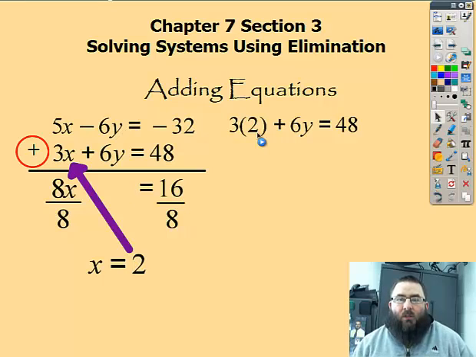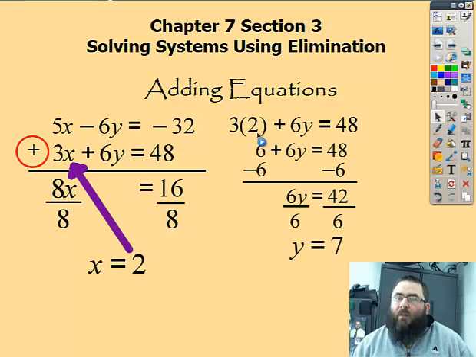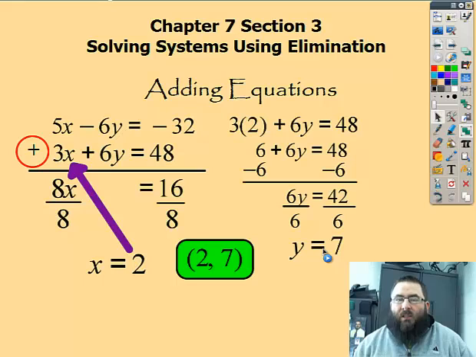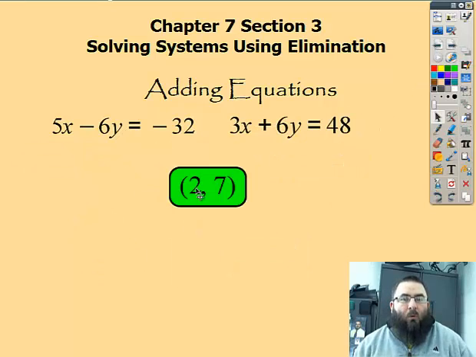So you substitute in the 2 for x, solve that like you normally would, and then you find out y equals 7. So your answer would be 2, 7. So with graphing or substitution, you come up with one single point, and with elimination, it's the same idea. 2, 7 is your solution.